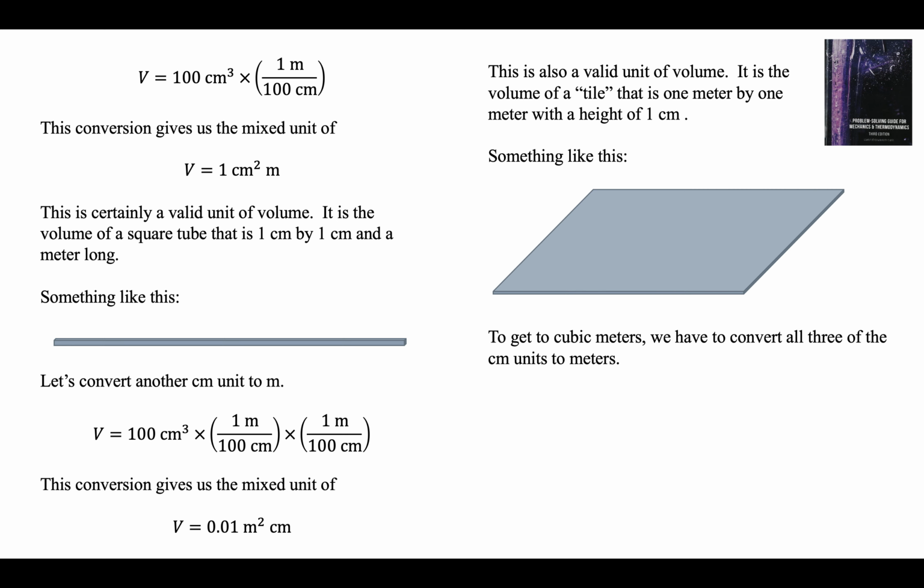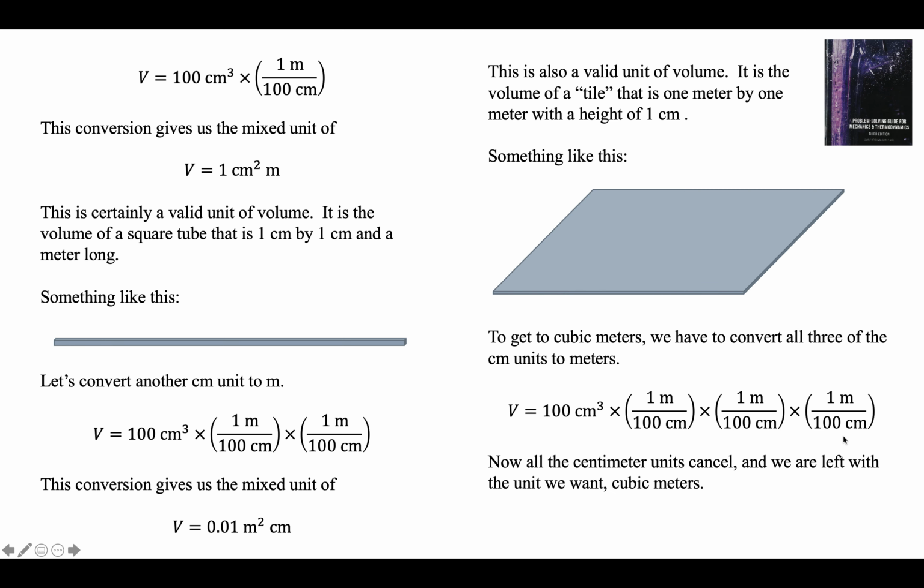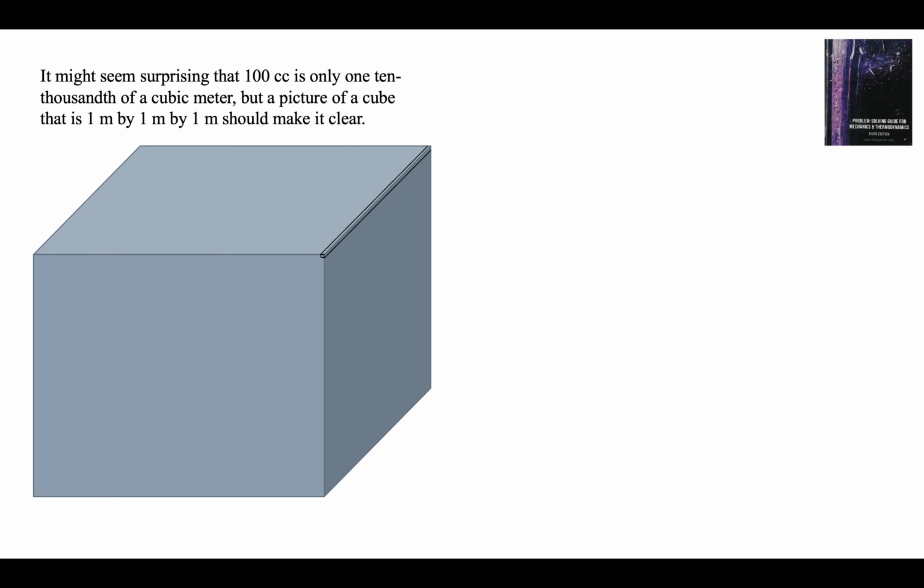To get to cubic meters, we have to convert all 3 of the centimeter units to meters. So now we have centimeters cubed in the top, and centimeters cubed in the bottom, and meters cubed in the top. If we multiply all this out, we get 1/10,000th, 0.0001. 100 cc's is 1/10,000th of a cubic meter. That's surprising to most.